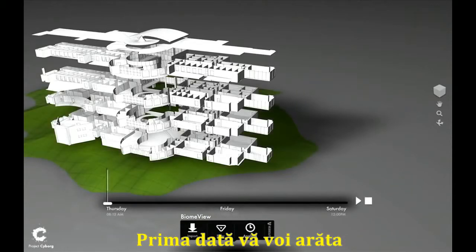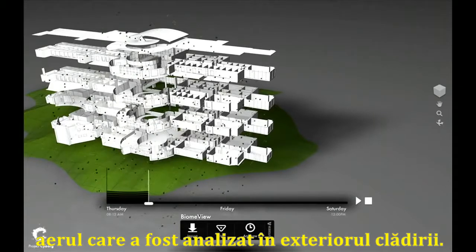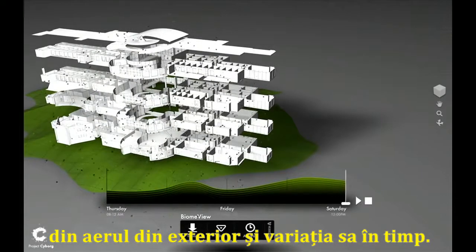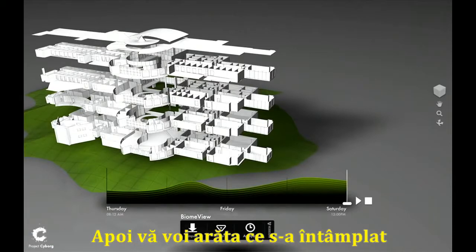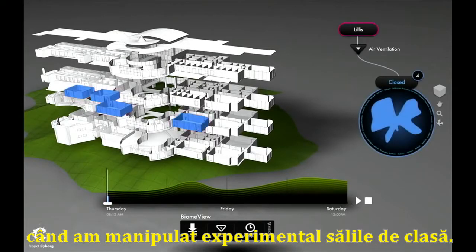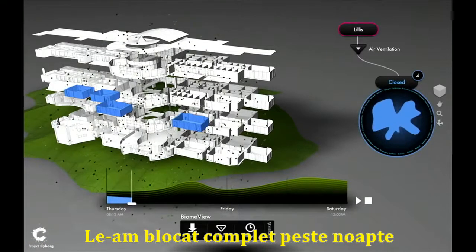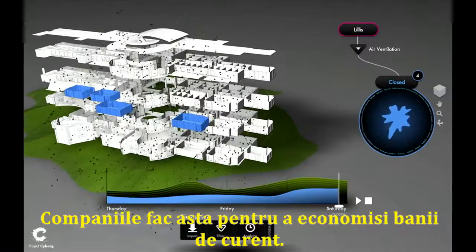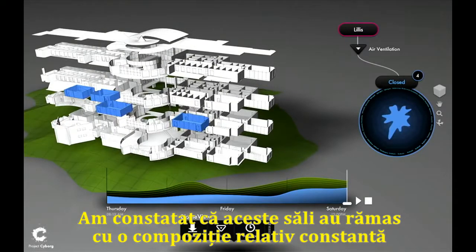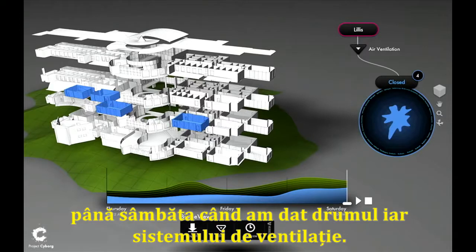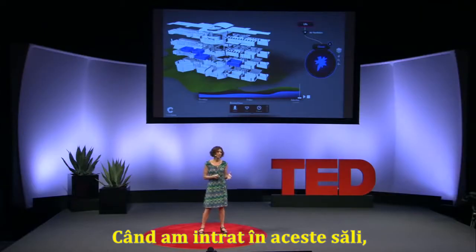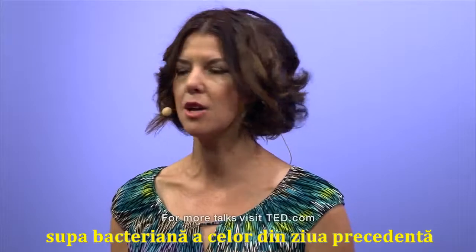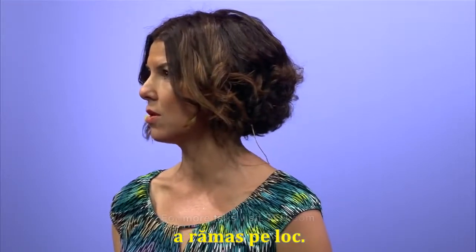So what I'm first going to show you is air that we sampled outside of the building. What you're looking at is a signature of bacterial communities in the outdoor air and how they vary over time. Next, I'm going to show you what happened when we experimentally manipulated classrooms. We blocked them off at night so that they got no ventilation. A lot of buildings are operated this way, probably where you work, and companies do this to save money on their energy bill. What we found is that these rooms remained relatively stagnant until Saturday when we opened the vents up again. When you walked into those rooms, they smelled really bad, and our data suggests that it had something to do with leaving behind the airborne bacterial soup from people the day before.